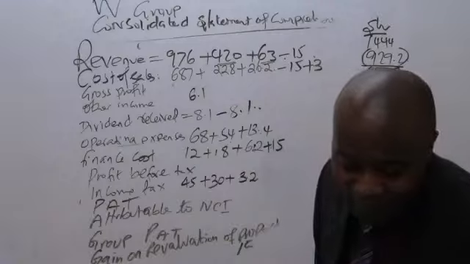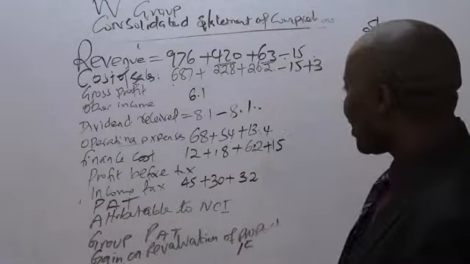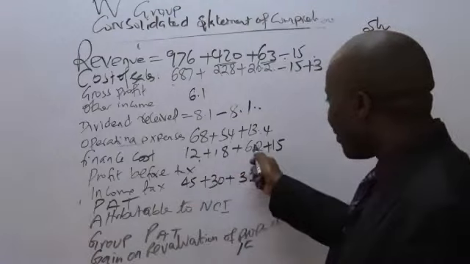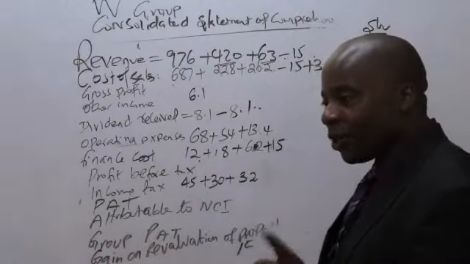Na anasema ukweli. Finance cost, what do we have here? This is 12, 18. This is 6.2, not 62. Please use your figures. Don't use my figures.